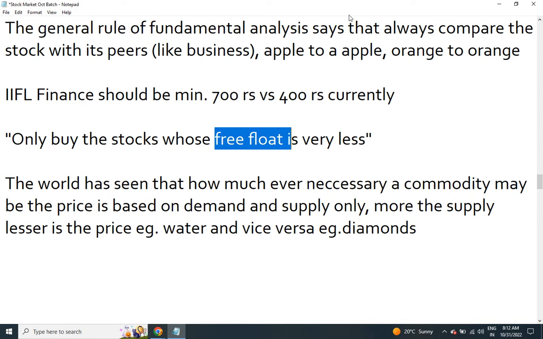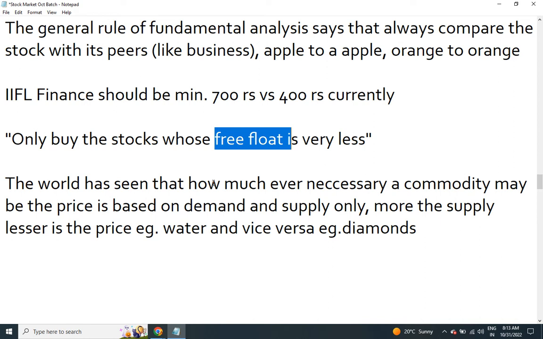So not just an undervalued company, we also want the company's free float market cap to be very less. I'll explain to you what exactly free float market cap means. The world has seen that however necessary a commodity may be, the pricing is according to demand and supply, not according to the necessity. So oxygen, we are getting it for free, without which we cannot live.